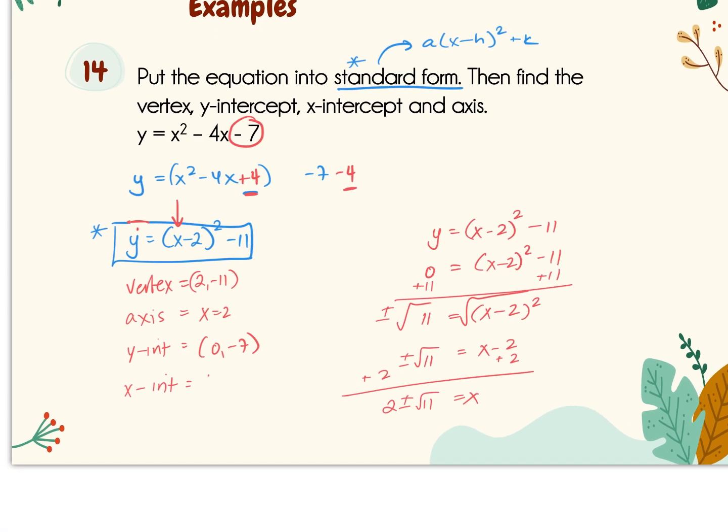So my x-intercepts, I can do it as one thing. I know those are two values, or I can separate it: 2 plus radical 11, 0, and 2 minus radical 11, 0. But that's how I find my x-intercepts. And again, I double check and make sure that I found everything, and I'm able to graph this if necessary.